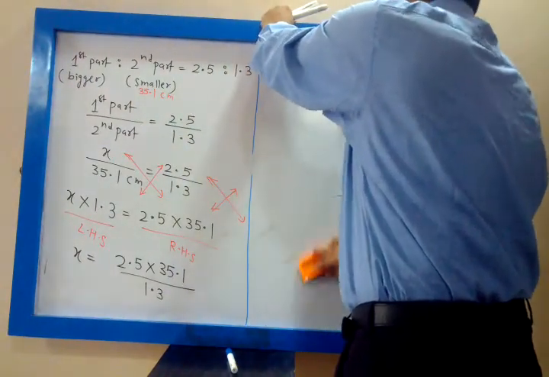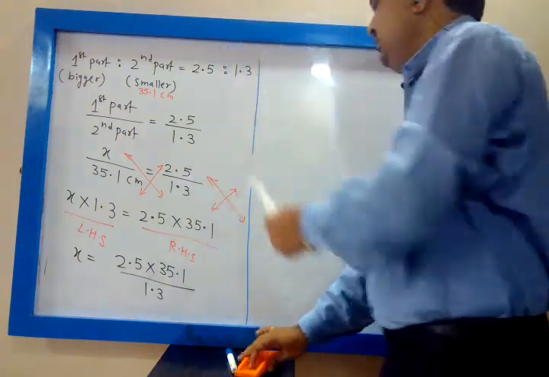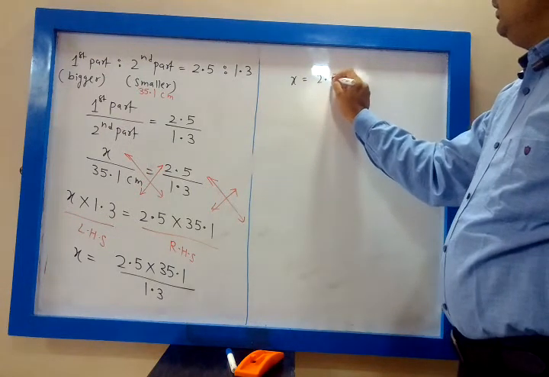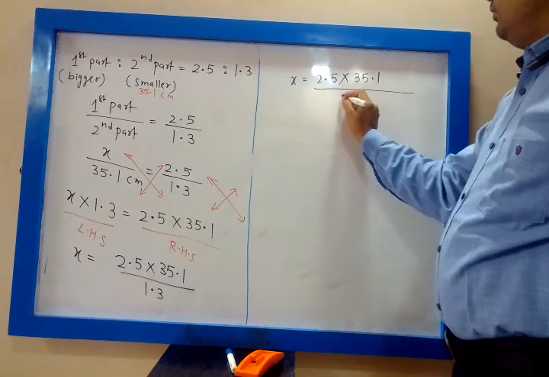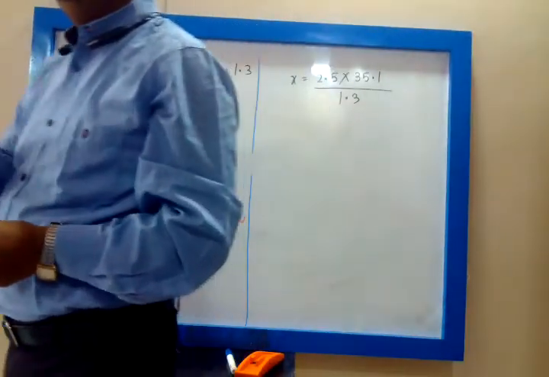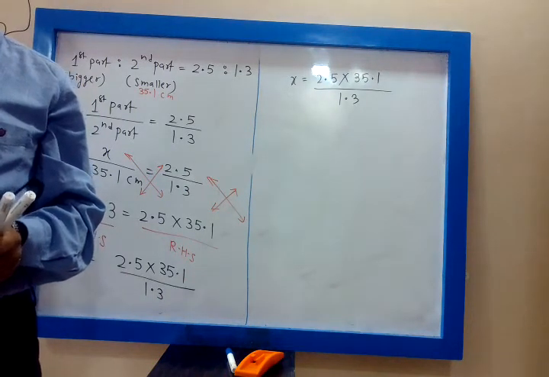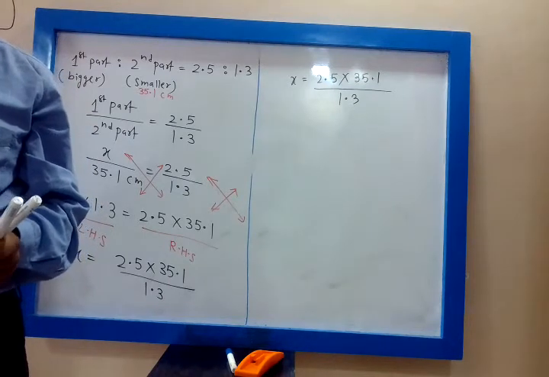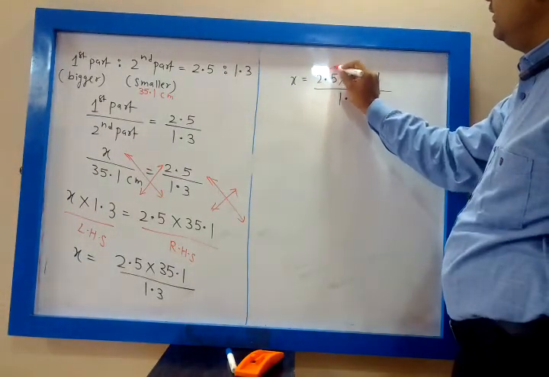See here, one shortcut technique on how to divide. So x will be 2.5 into 35.1 divided by 1.3. Now this rule you are aware of: whenever we remove the decimal of the numerator, I have to divide in the denominator, and whenever we remove the decimal of the denominator, I have to multiply in the numerator. Yes or no?